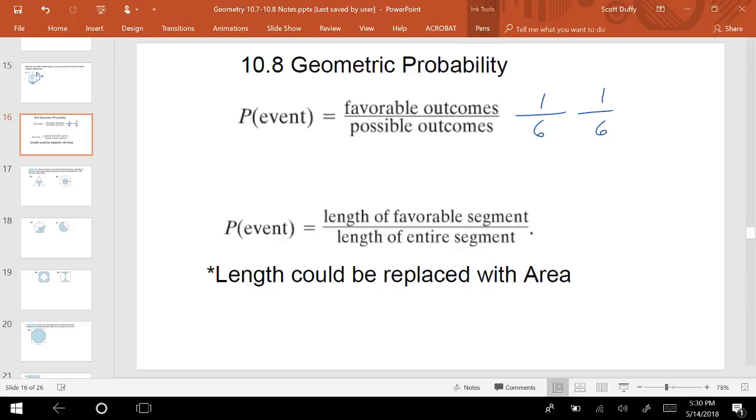Same thing can happen with the length of a segment or with the area. So we can just say area of favored region divided by area of entire region. And that's what we're going to use next.